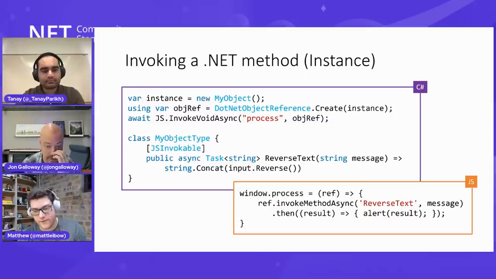In this case, I'm taking that reference and calling reverse text using invoke method async. Again, note that we don't have an assembly name string here anymore, because we now have a specific reference to an object. And what will happen is the magic of Blazor will happen. It will take that message and find the reverse text method on the actual object.